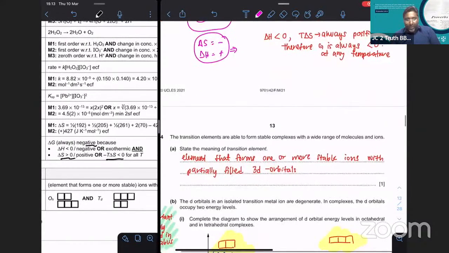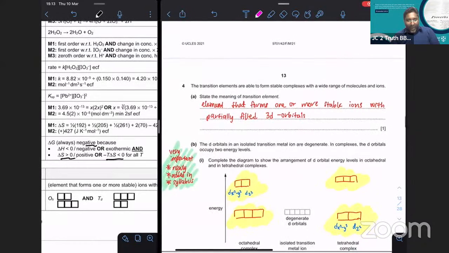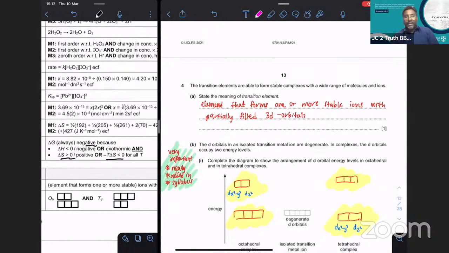Now number 4, this is a very interesting question that I want you to focus on. The transition elements are able to form stable complexes with a wide range of molecules and ions. State the meaning of transition element. What is a transition element? It's an element that can form one or more stable ions with partially filled 3d orbitals. Everyone should know this, so I'll just move on.